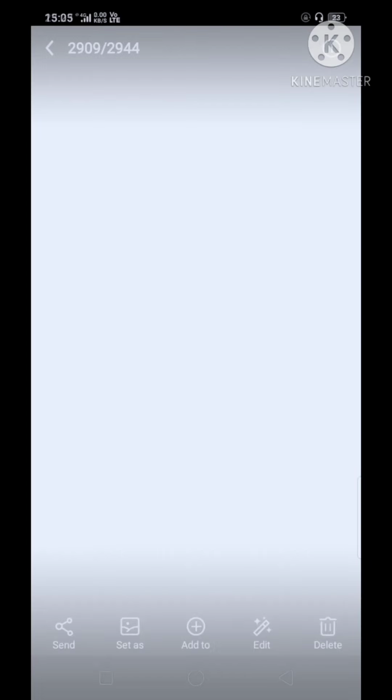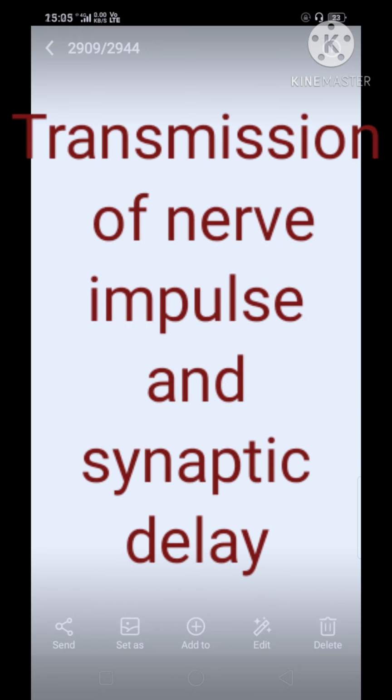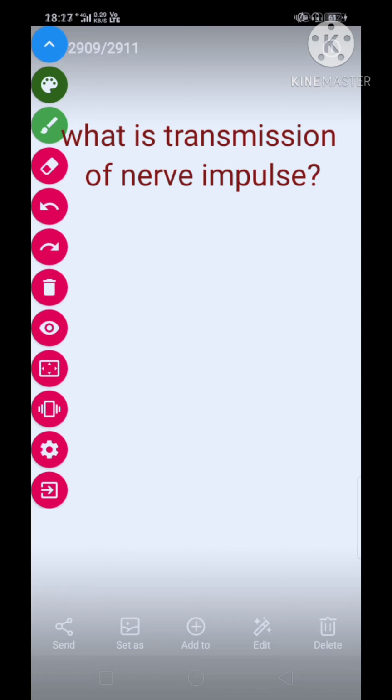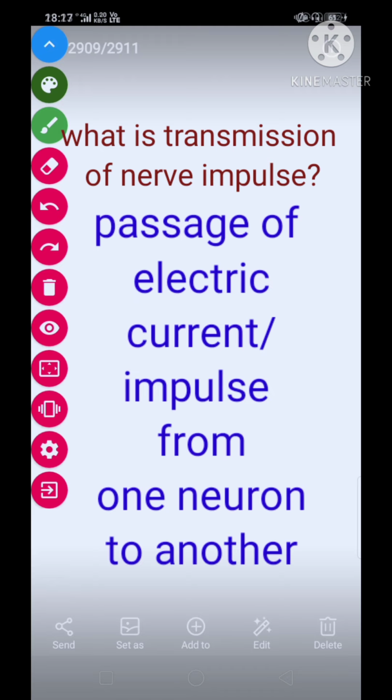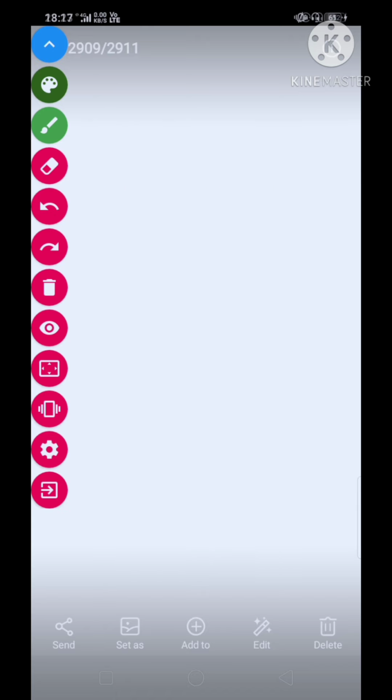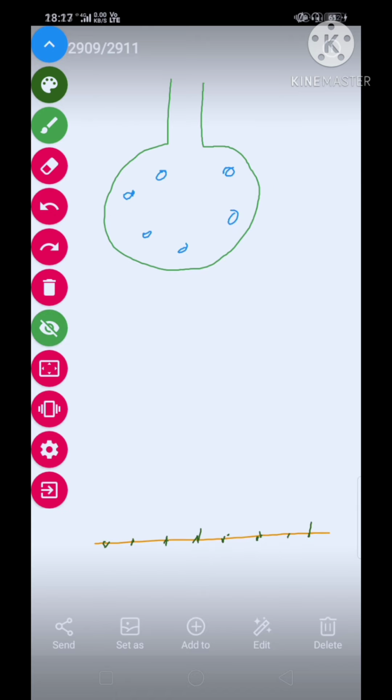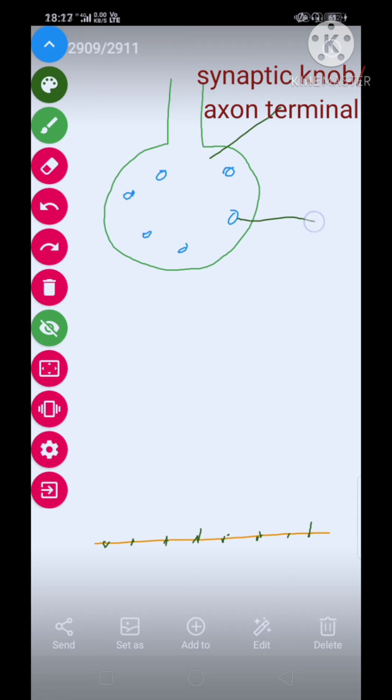Today I'll be discussing the transmission of nerve impulse and synaptic delay. What is meant by transmission of impulse? In simple words, transmission may be defined as the passage of electric current or impulse from one neuron to another across the synapse. So, in this diagram, you can see the synaptic knob which contains many vesicles.